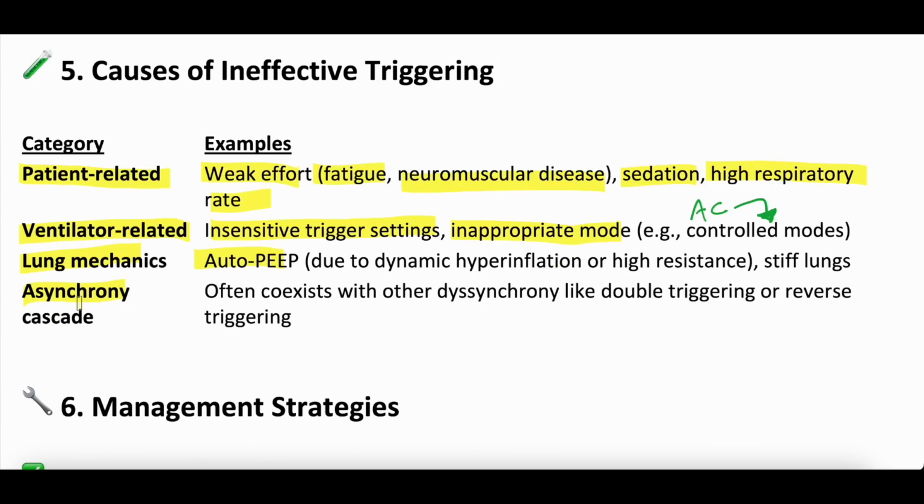And then asynchrony, often asynchrony things coexist. So if there's other desynchrony like double triggering or reverse triggering, these in general can lead to changes in intrinsic PEEP and volumes delivered and all that, and all these can lead to ineffective triggering too. So desynchronies often come together. We've talked about double triggering and reverse triggering and flow starvation on the channel before. Another shout out for that playlist of mechanical ventilation linked in the description.